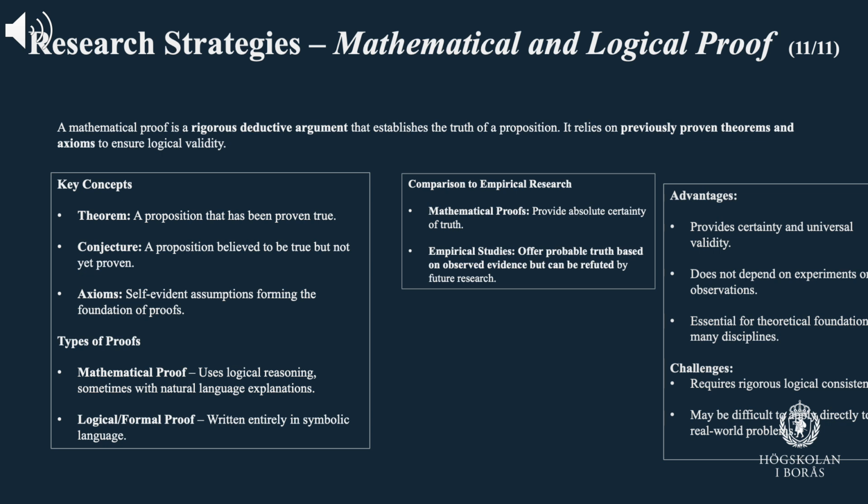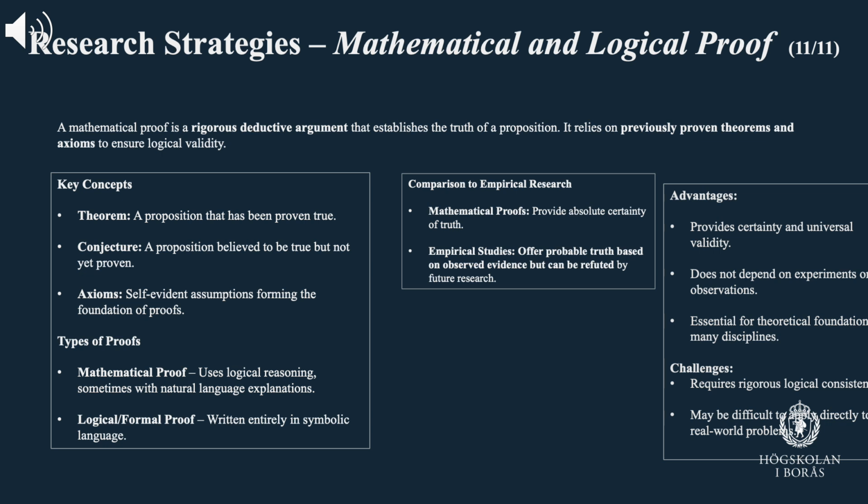A mathematical proof is a rigorous deductive argument that establishes the truth of a proposition. It builds upon previously proven propositions and ultimately relies on axioms, which are self-evident or assumed truths. Once a proposition is proven, it is called a theorem. If a proposition is believed to be true but has not yet been proven, it is known as a conjecture. Mathematical proofs typically use logical reasoning, though they may also incorporate informal explanations in natural language. A proof written entirely in symbolic language is called a logical proof or formal proof.